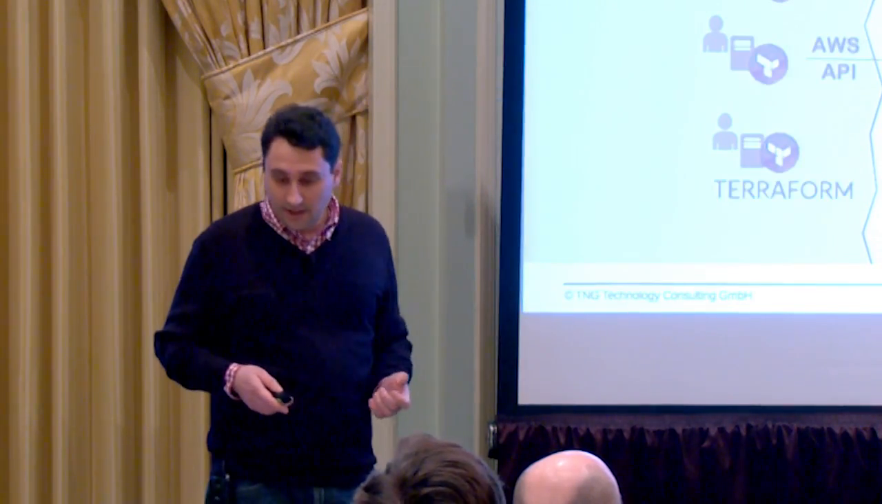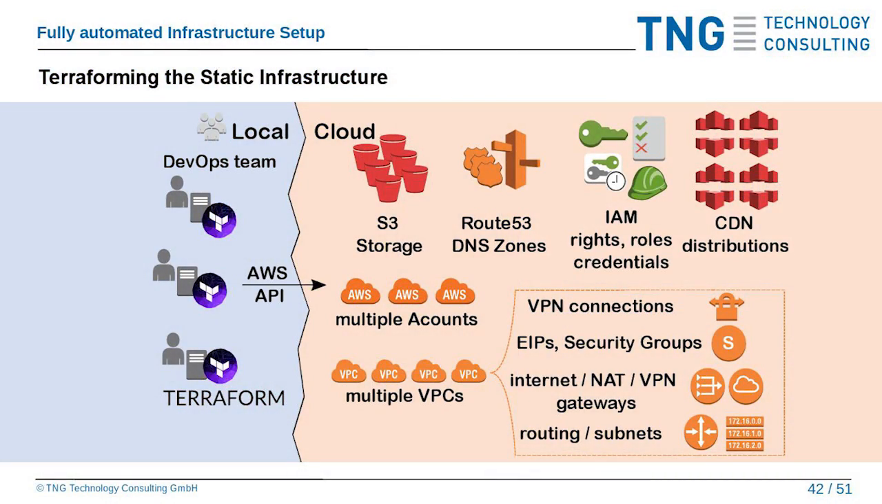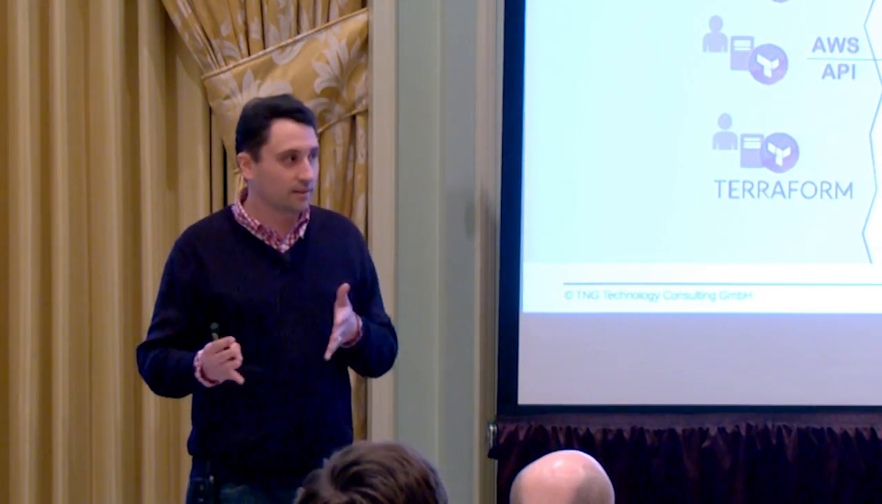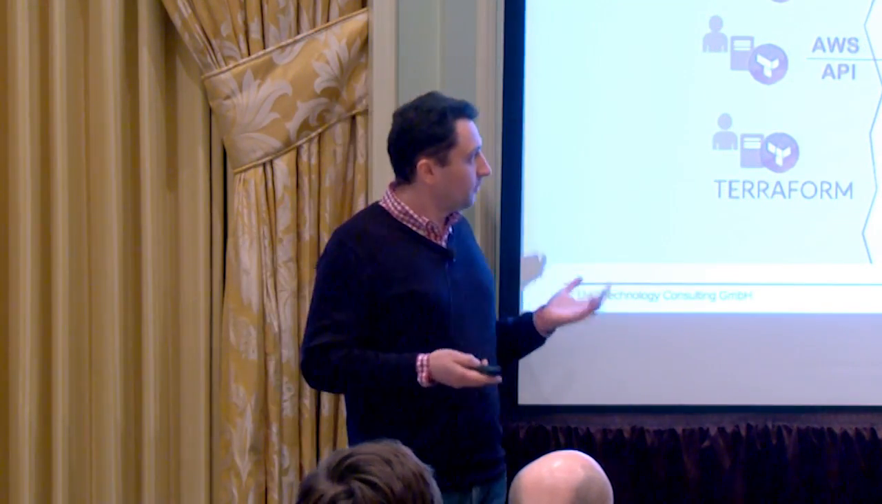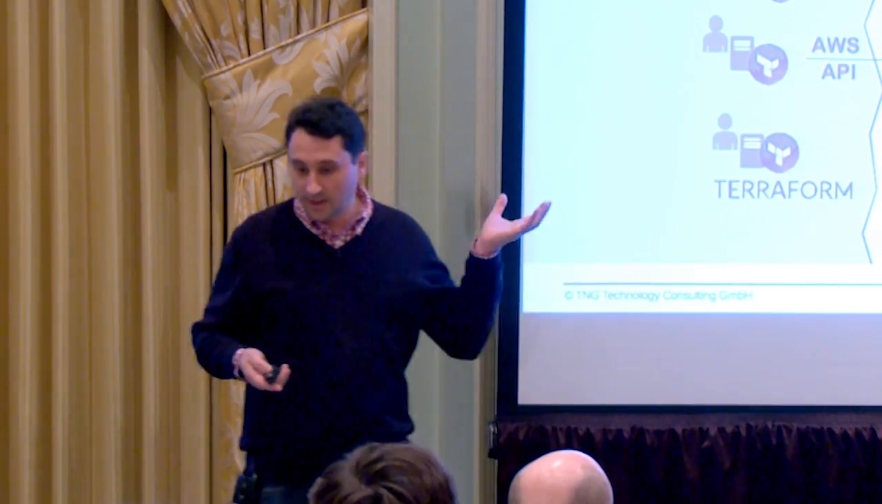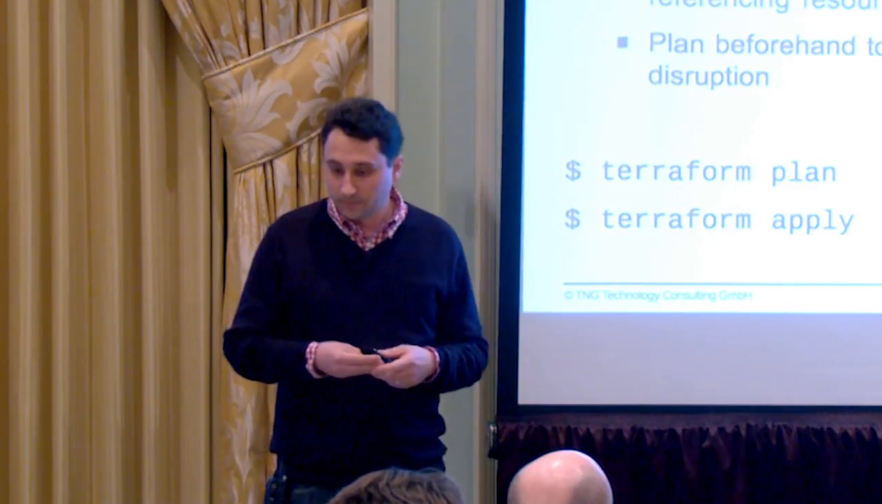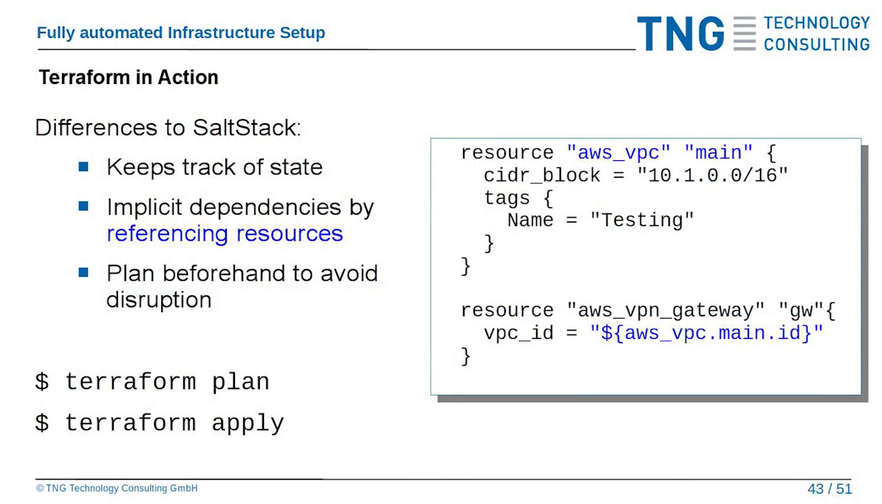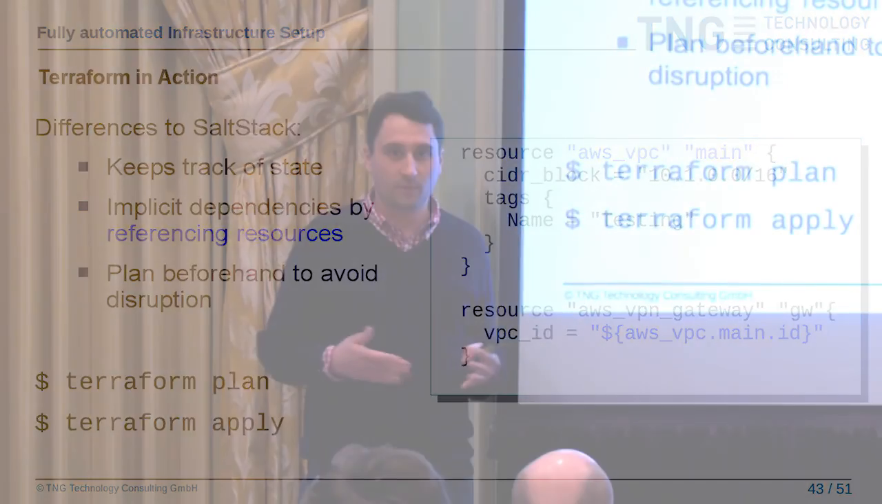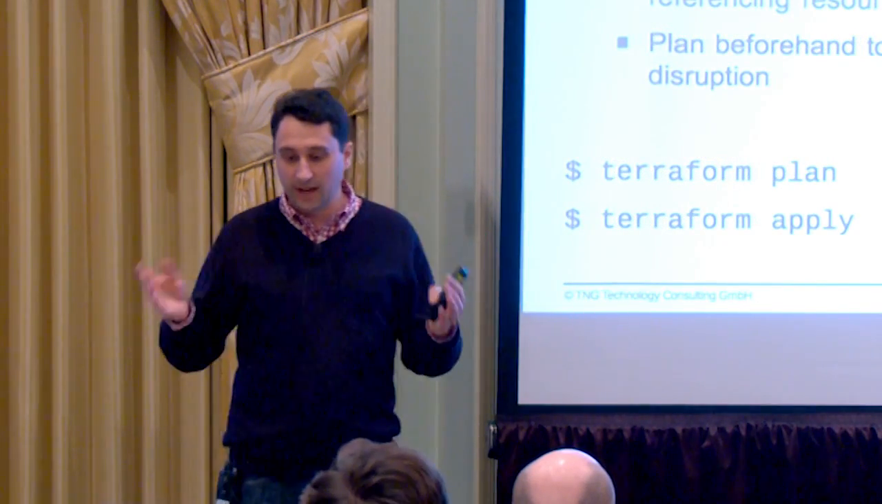So we decided, okay, let's try out Terraform, and we're really happy because it adds up very nicely to the Salt part, and it's perfectly suitable for this task of configuring static infrastructure. The main difference to Salt is that it keeps track of state. While with Salt, when you do a file.manage state, it doesn't care if somebody has modified the file or if it has been created before, something like that.